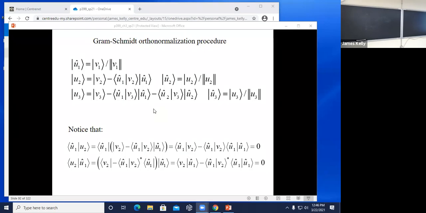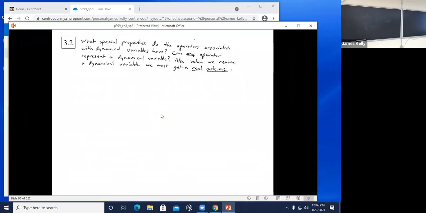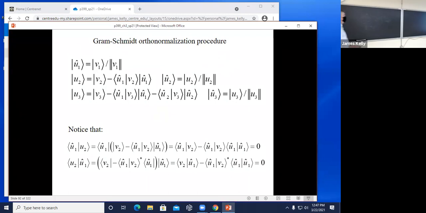The other thing I wanted to mention, and now that Yi Chen's here, this was something you brought up Thursday, and I forgot to mention it on Friday, about you worrying about the Gram-Schmidt orthonormalization procedure when you took the inner product in the opposite order or something like that. So here's a summary of the Gram-Schmidt method, right?